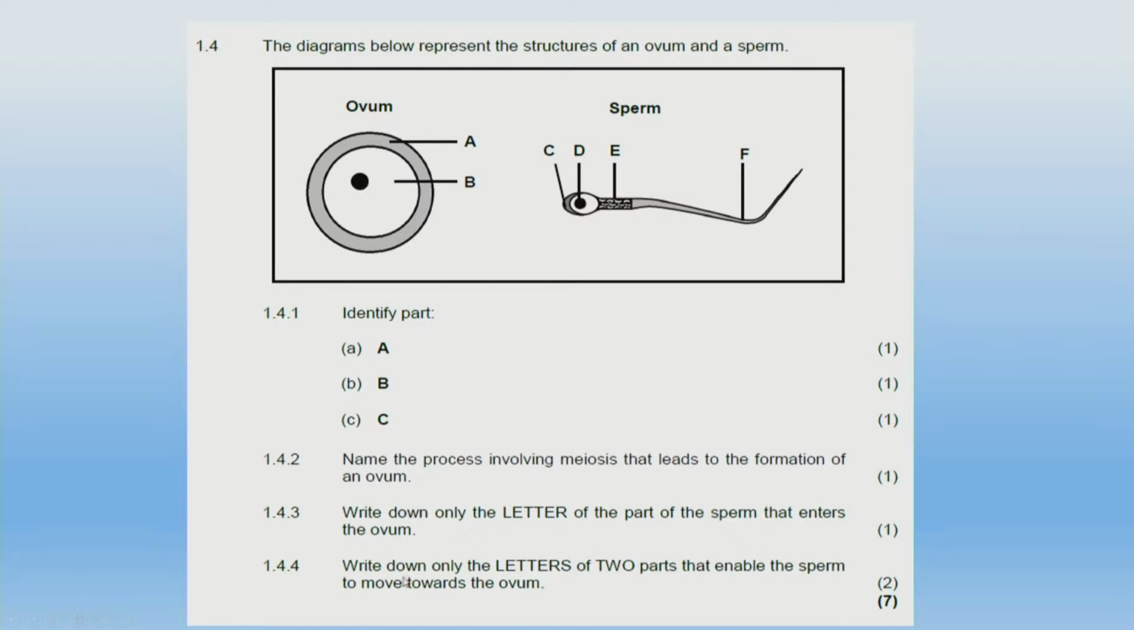Question 1.4.4, write down only the letters of two parts that enable the sperm to move towards the ovum. So we have part number E. Please remember that part number E is the mitochondria, which contains enzymes that supply the sperm cell with energy. So that will be part number E, and also part number F, which is the tail.